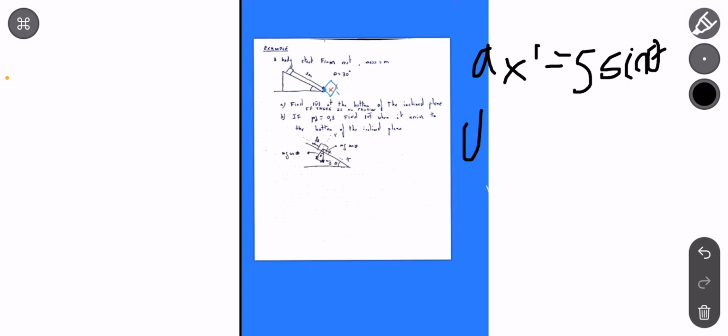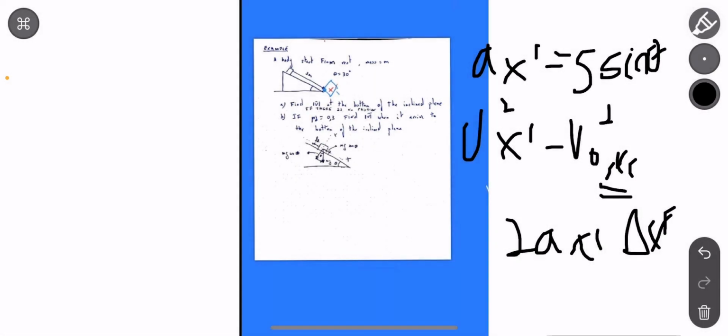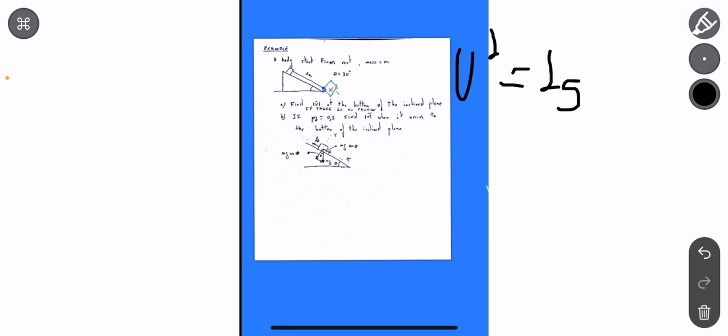And we will also be able to use this equation, which is vx1 squared minus initial velocity x1 squared, which is going to be equal to 2ax1 delta x1. If we were to rework that to find the velocity, because we were trying to isolate velocity in the first question, we could isolate it to v squared equals 2g sine theta delta x1.